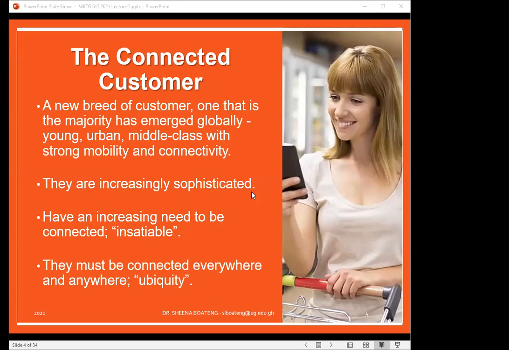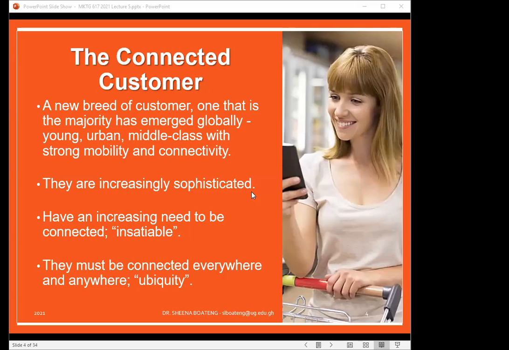And when we look at the general nomenclature of this particular new breed of customer, we can see that they fit a particular description. They are mostly young, falling between a certain generational class that we refer to as millennials and Generation Z. And they are also mostly urban. Most of them live in urban areas, with a few of them being found in the rural areas, but the majority of them live in the urban areas, which enhances their access to various amenities, including infrastructure that enables them to access the internet. They are also middle class.